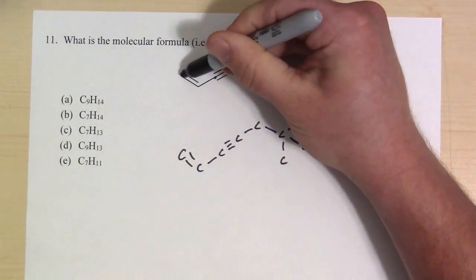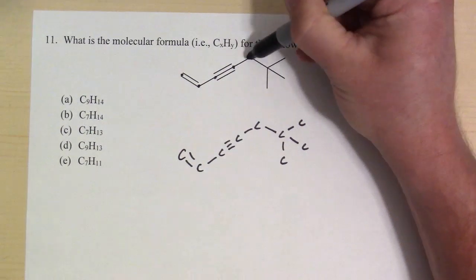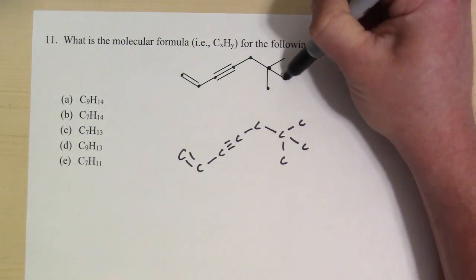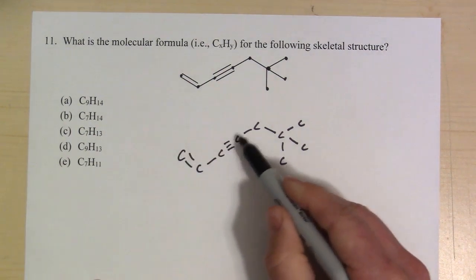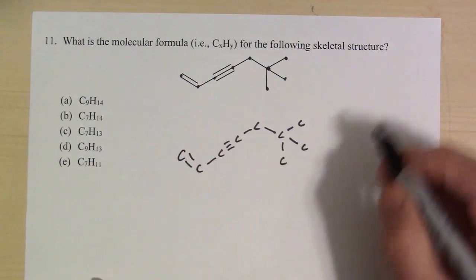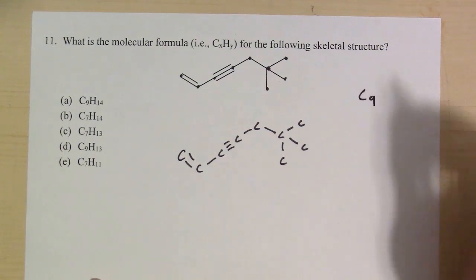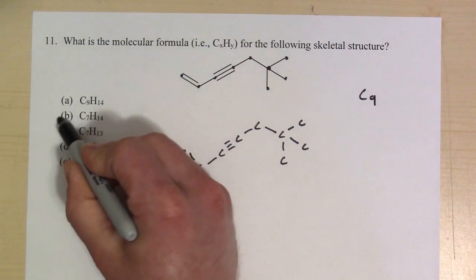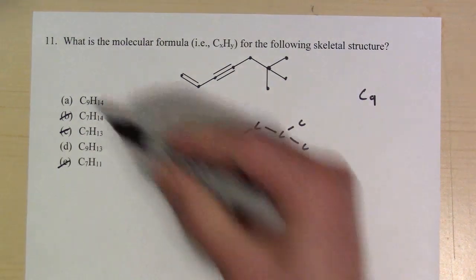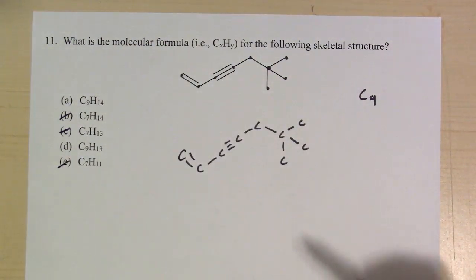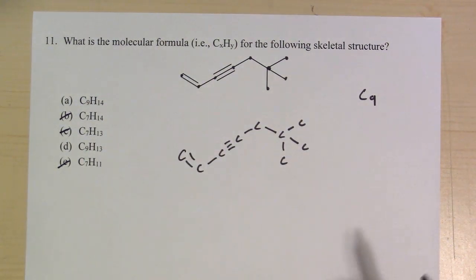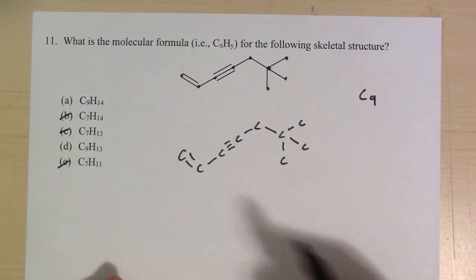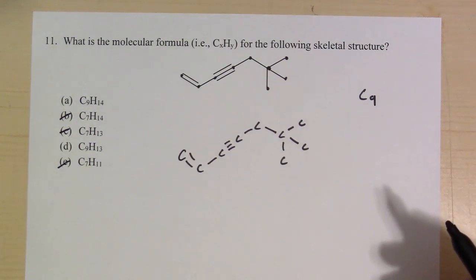So we have 1, 2, 3, 4, 5, 6, 7, 8, 9 carbons. And that's what we have here. 1, 2, 3, 4, 5, 6, 7, 8, 9. So we're going to have C9, so we can eliminate then B, C, and E, leaving us with A and D. So this structure is going to either have 14 or 13 hydrogen atoms, and we can decide that just by filling in the bonds on carbon so that each carbon has 4 bonds with hydrogens.